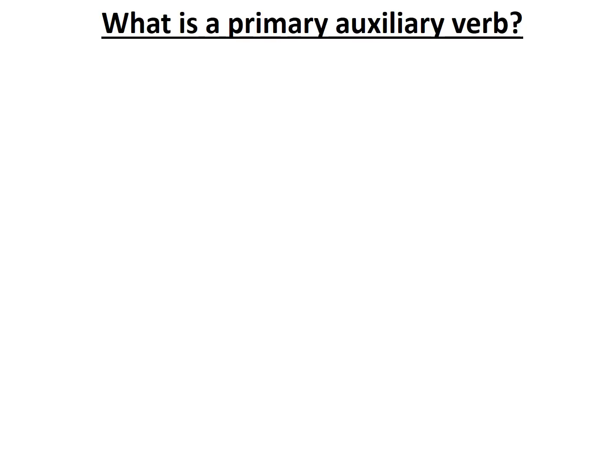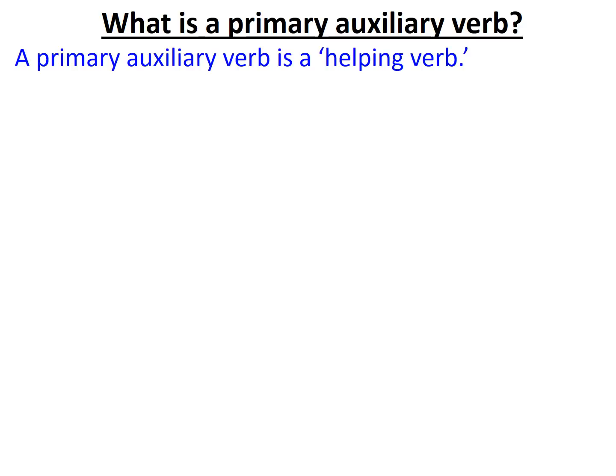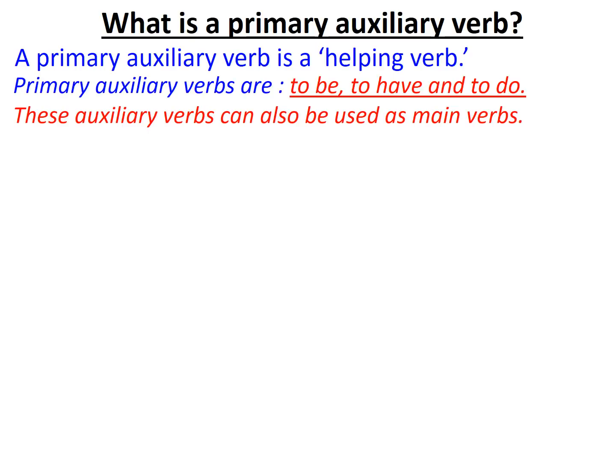In this video we'll be answering the question, what is a primary auxiliary verb? A primary auxiliary verb is really a helping verb. There are only 3 primary auxiliary verbs in the English language. They are to be, to have and to do. And these specific primary auxiliary verbs are special.